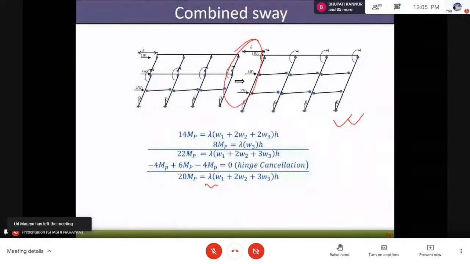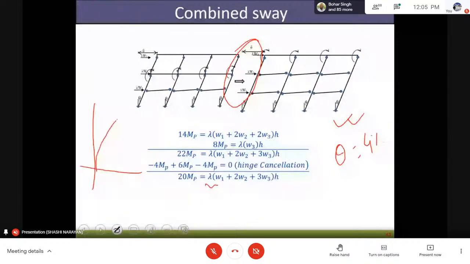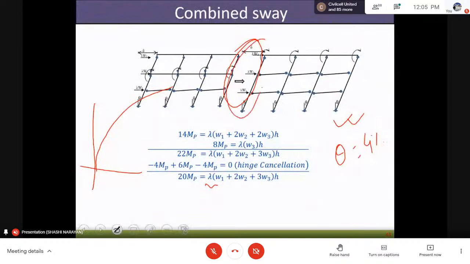Now, if we take into account our theta equal to 4%, we can also make the graph of what is happening with the base shear. This will result into the base shear, and this will result into the displacements. So based on this, we can say in which mode it is going to fail and what is the value. If we get the lambda value and if we multiply this by lambda, we will get the total base shear.